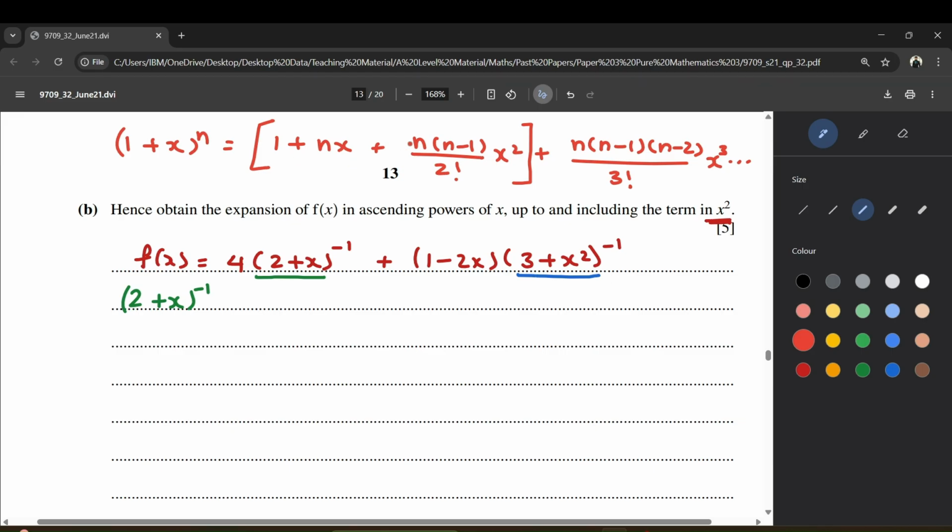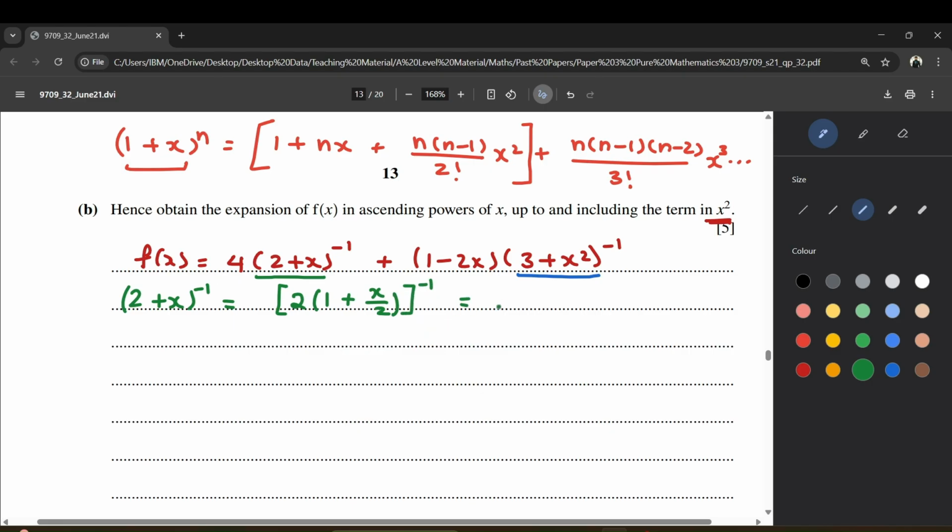Now here we can see that in order to be able to use this formula, your binomial expression should be in this form, but it is not in this form. This one should be 1, so I have to make this 1. So what I'm going to do is factorize 2 outside. When I factorize 2 outside, this becomes 1 plus x upon 2, and then I put back the bracket with the power minus 1.